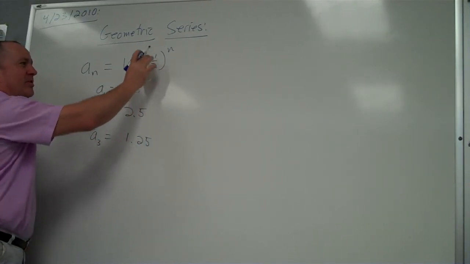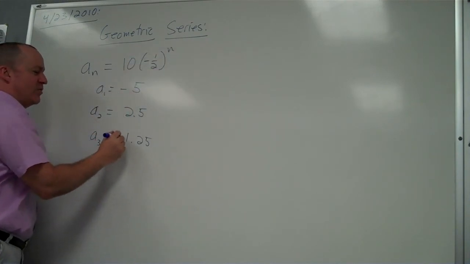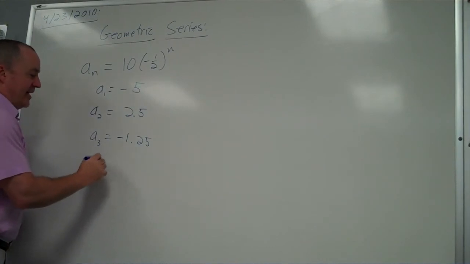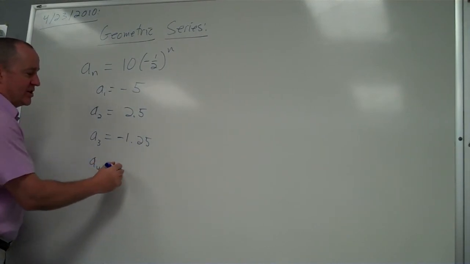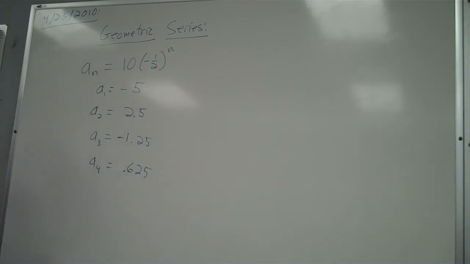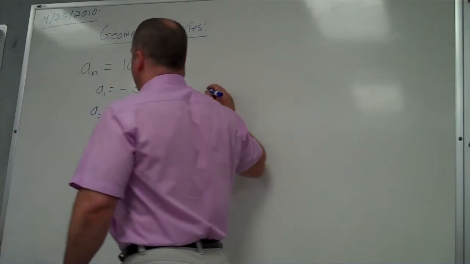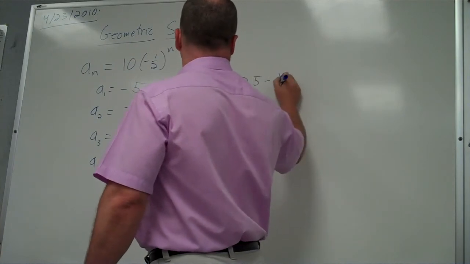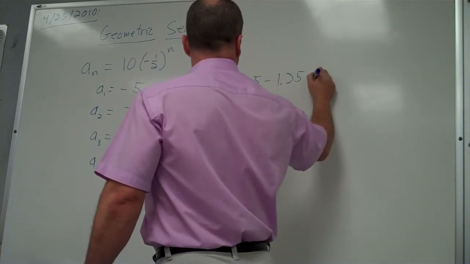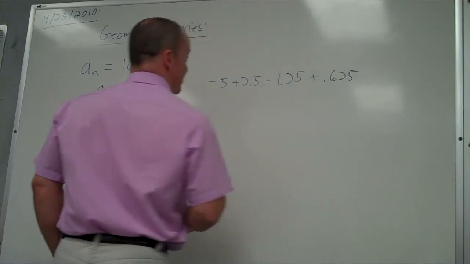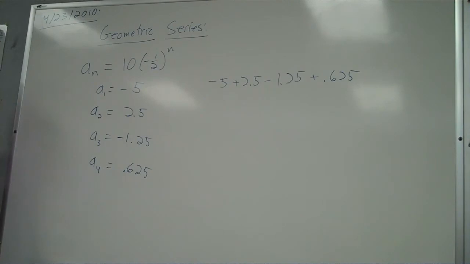But at this point we'll be raising negative 1/2 to the 3rd power, so it will be negative. A sub 4 will be half of this, which is 0.625, but it'll be positive. If I said find the sum of the first 4 terms, it'd be negative 5 plus 2.5 minus 1.25 plus 0.625. It'll turn out eventually, but that's annoying. Can we just use the formula instead?